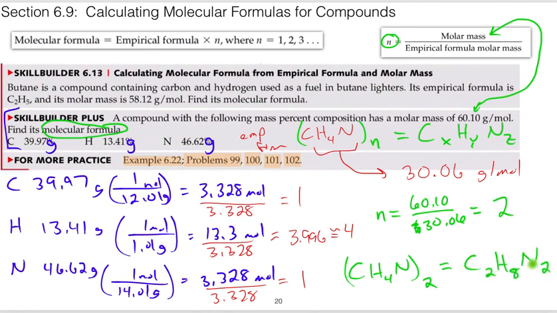Off the top of my head, I cannot tell you what this molecule is, but I can tell you that these would be the exact number of atoms that would be used to actually write the full molecule up.